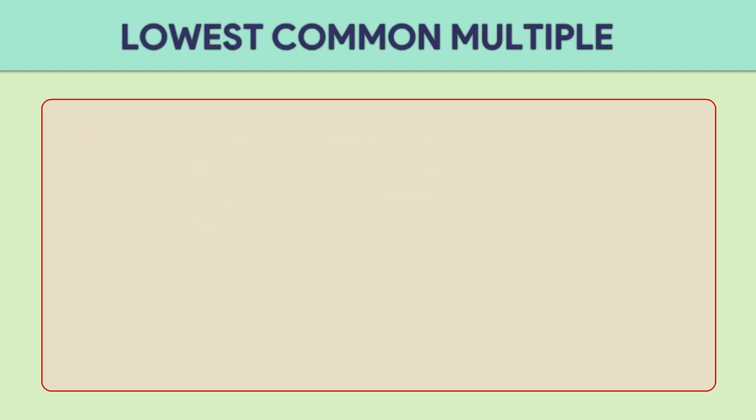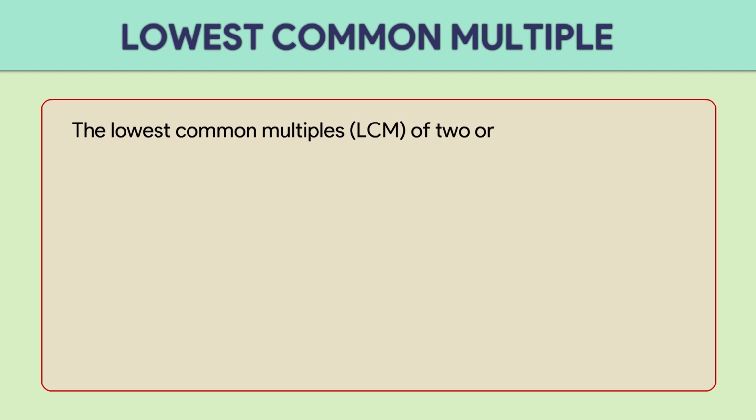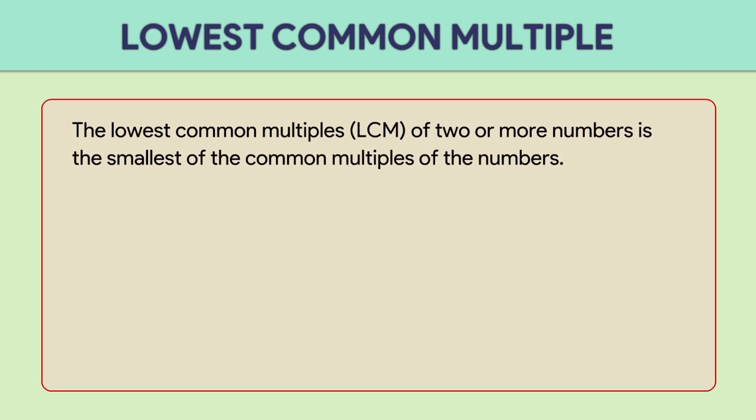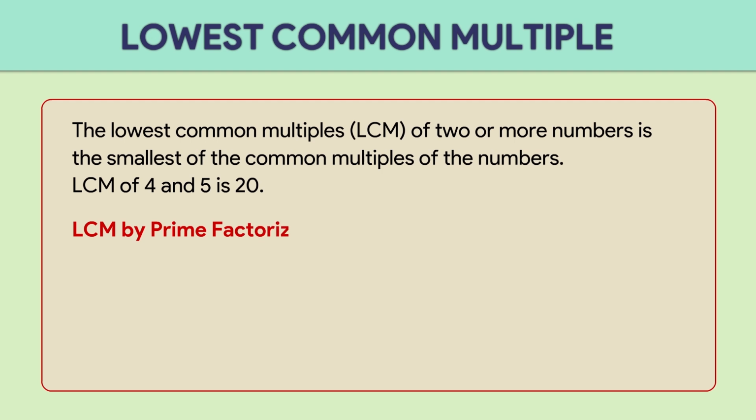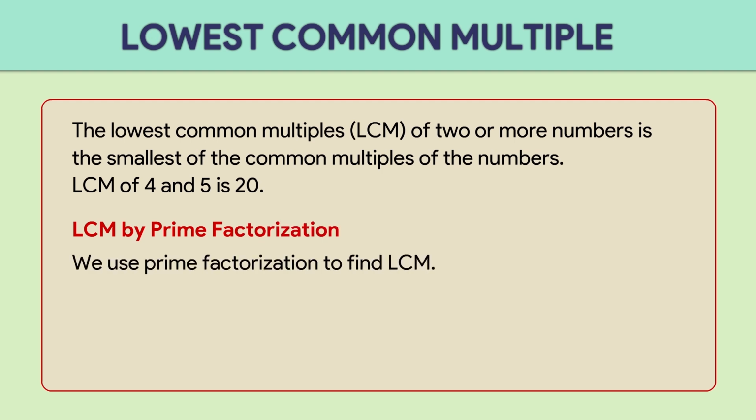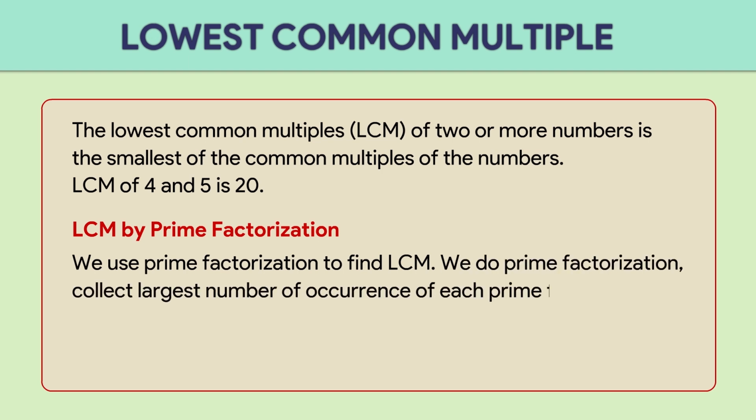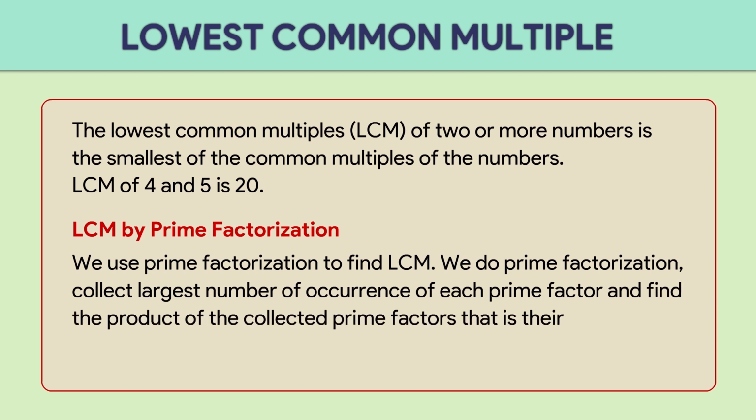Lowest common multiple. The lowest common multiple, LCM, of two or more numbers is the smallest of the common multiples of the numbers. LCM of 4 and 5 is 20. LCM by prime factorization. We use prime factorization to find LCM. We do prime factorization, collect the largest number of occurrences of each prime factor and find the product of the collected prime factors, that is their LCM.